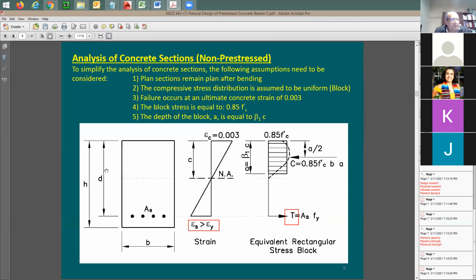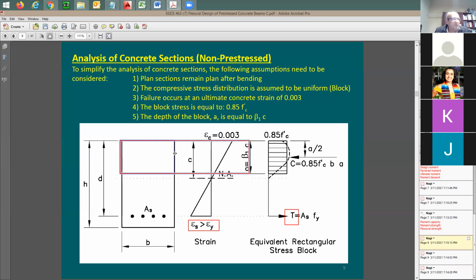We consider here the distance from the top compression fibers. So here is going to be compression in this section. Compression is assumed to be within this range.